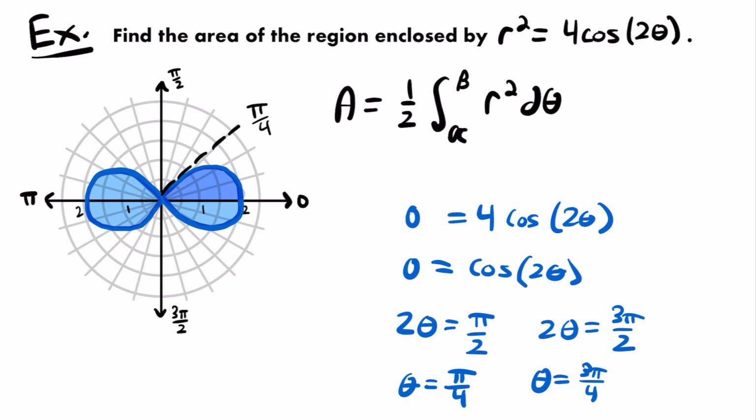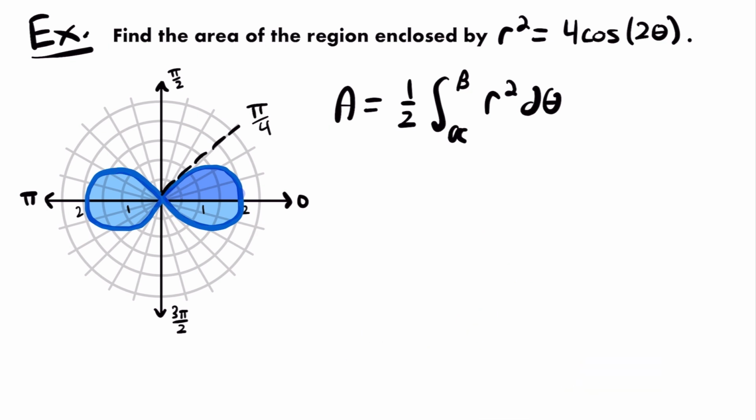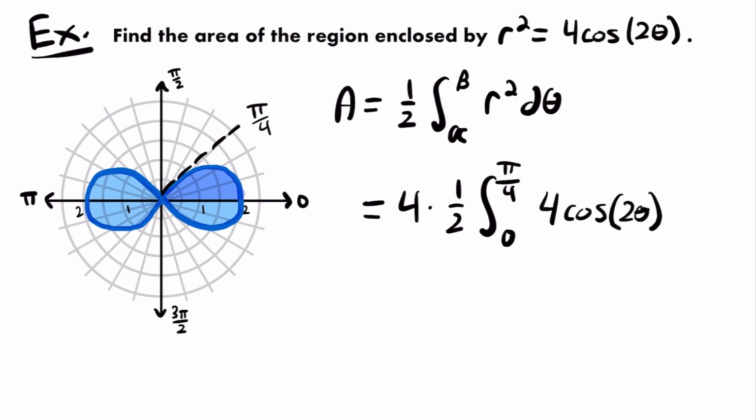All right, so now let's set up our integral. The area will be equal to 4 times 1/2 times the integral from 0 to pi divided by 4 of r squared, which is 4 times cosine of 2 theta. So we have 4 times cosine of 2 theta, and then d theta. Our bounds of integration are from 0 to pi divided by 4. Those are the two angles of theta that this quarter of our area lies between. And because it's only a quarter of the area, we're multiplying the area by 4. That's why we have 4 times this integral.